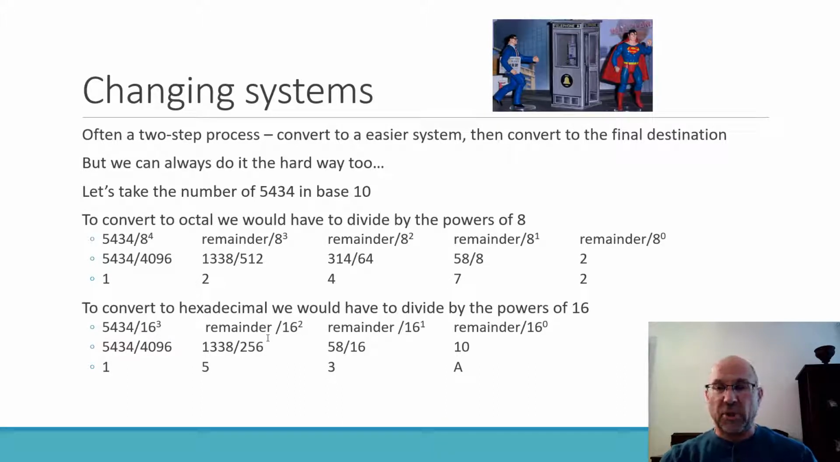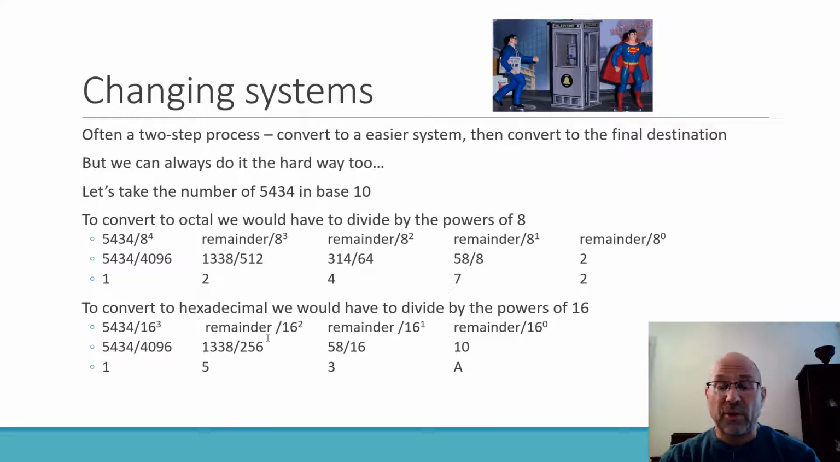314. 64 is next. How many times does that go in? 4 times. What's the remainder? And then we say, now let's divide it by 8, or 8 to the first. How many times? And then what's the remainder? And that's how we wind up with the octal number of 12472.